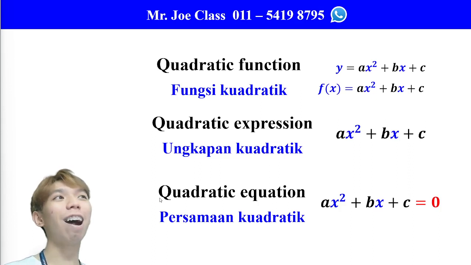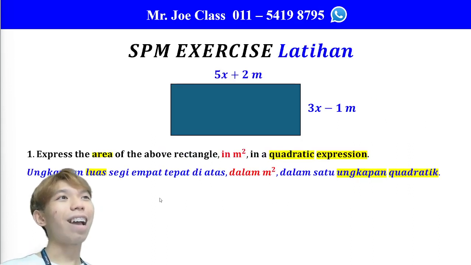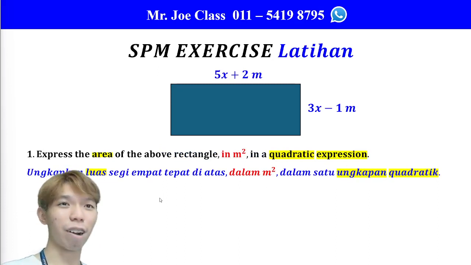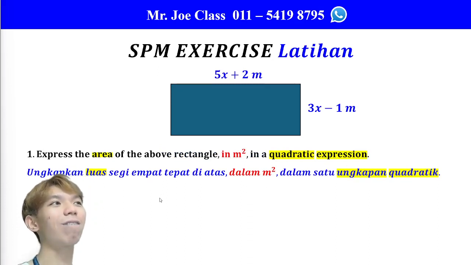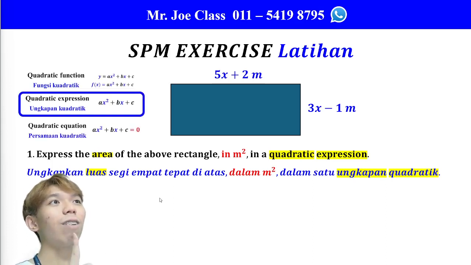And for now, we look at how you will be tested on quadratic expression. Express the area of the above rectangle in meter square in a quadratic expression. Ungkapkan luas segi empat tepat di atas dalam meter square dalam satu ungkapan kuadratik. So, if you're about to express in a quadratic expression, do you still remember what a quadratic expression looks like? It is the one without f(x) and without equals to 0. It's actually the basic form: ax squared plus bx plus c.